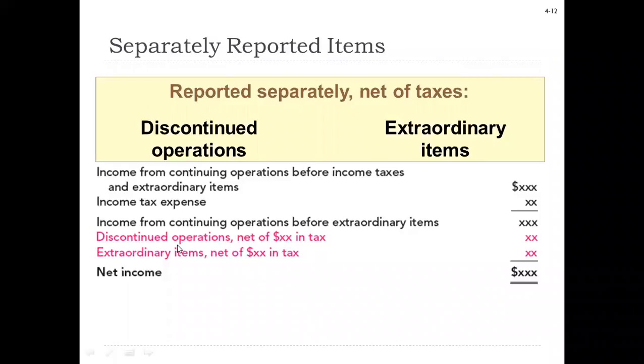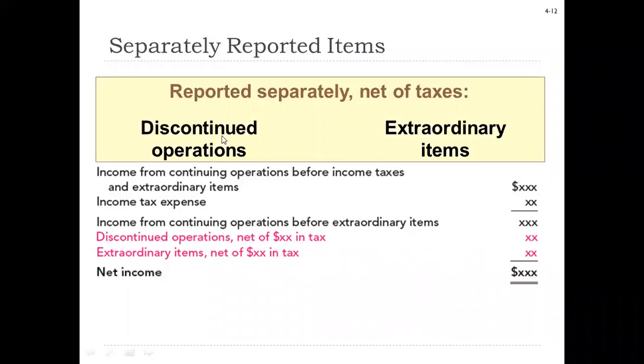If these two items are gains, then you're going to have to pay extra tax on that. So subtract the tax effect from the two gains to get a net as well. So again, just be aware that these two items are shown as one line item. The total gain or loss on these two items and subtracting out the tax effect. So it's shown as a single line, shown net of tax.